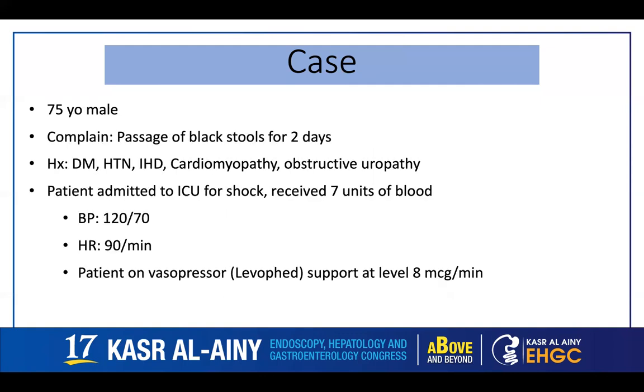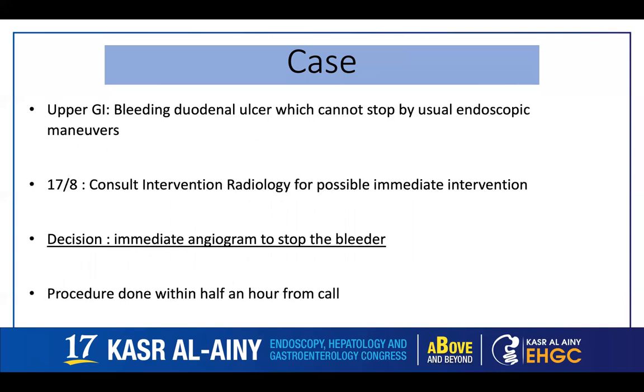Another case of a 75 year old male. This patient complained of passage of black stool for about 2 days. Patient had multiple comorbidities, and blood pressure was 120/70. Heart rate is 90, and patient was ICU admitted for shock and received 7 units of blood. Patient on vasopressor. Okay, so they called us.